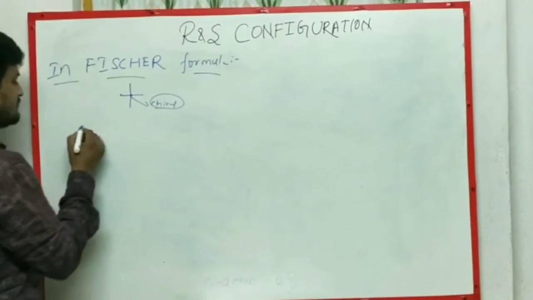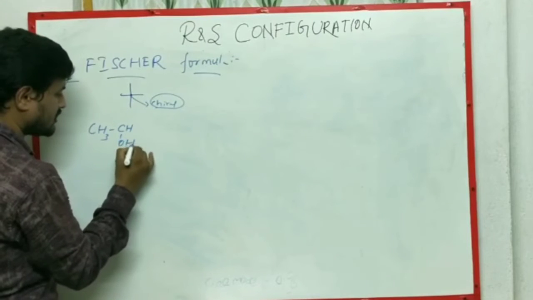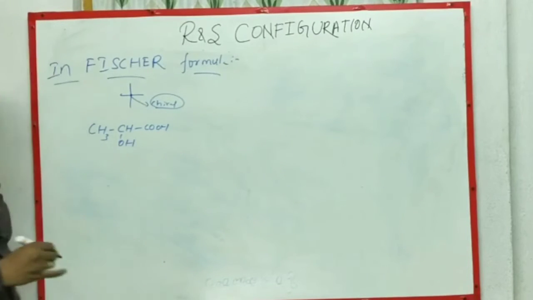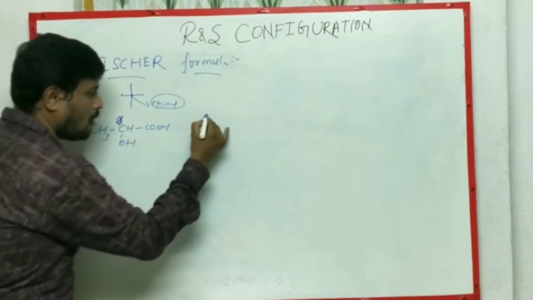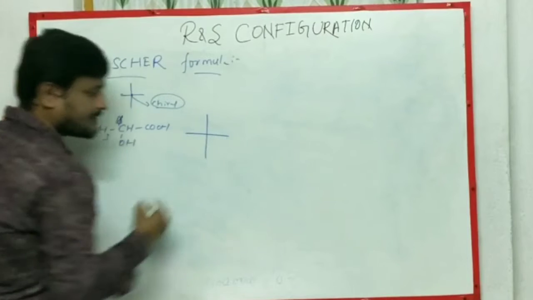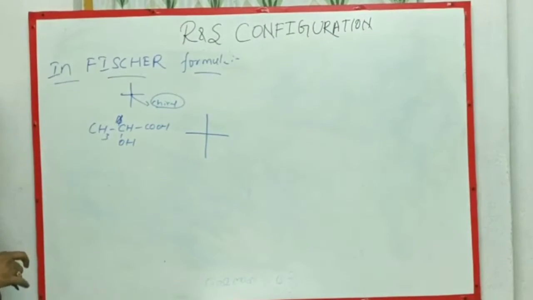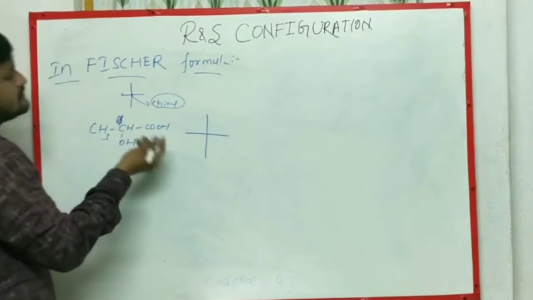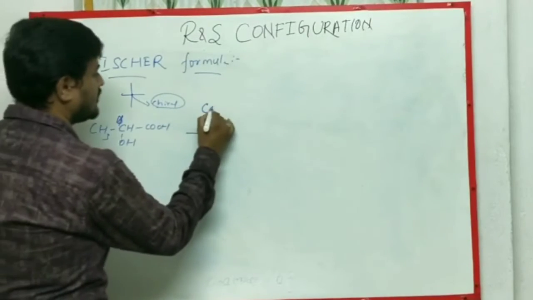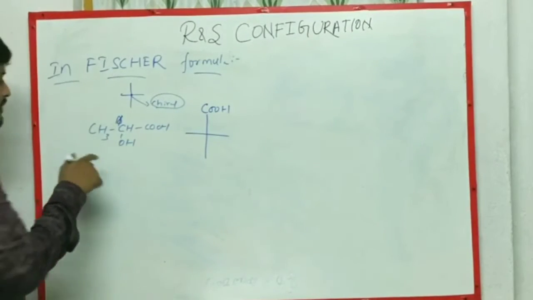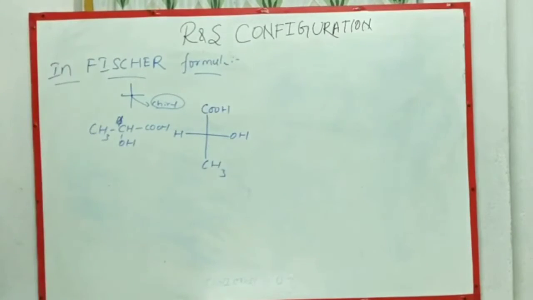Okay. For example, I am giving one example: CH3, CHOH, COOH. Here, how many chiral carbon atoms exist? Only one chiral carbon atom. I mean, one vertical line, one horizontal line, so the intersecting point is only one. Why? Because here only one chiral carbon atom is there. And again, the 4 valencies are surrounded in 4 different ways. I mean, compulsorily COOH above the vertical line, and again CH3, and again H and OH, like this.